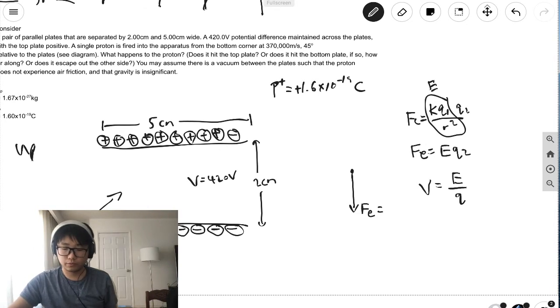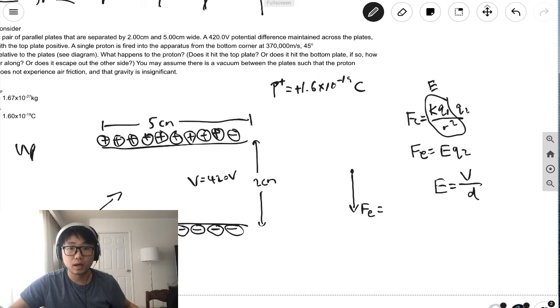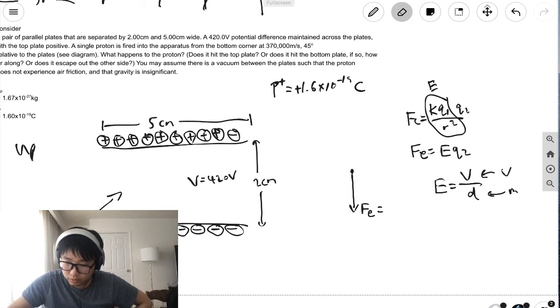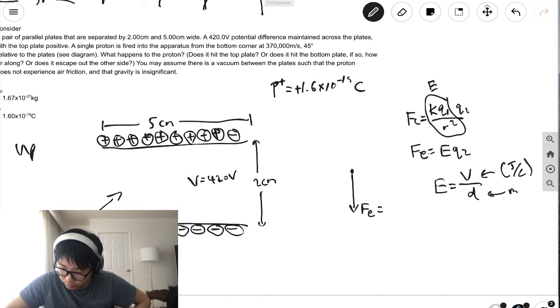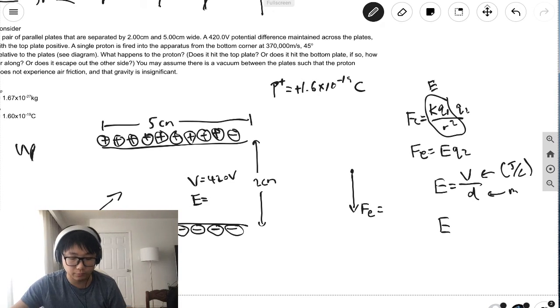I think it's E equals V over d, no? Did you see something like that? Yeah, so the electric field is equal to V, the voltage, over the distance between the plates. Do you know what the units need to be? Voltage needs to be in volts, and distance needs to be in meters. Technically this is not just voltage, it's actually joules per coulomb.